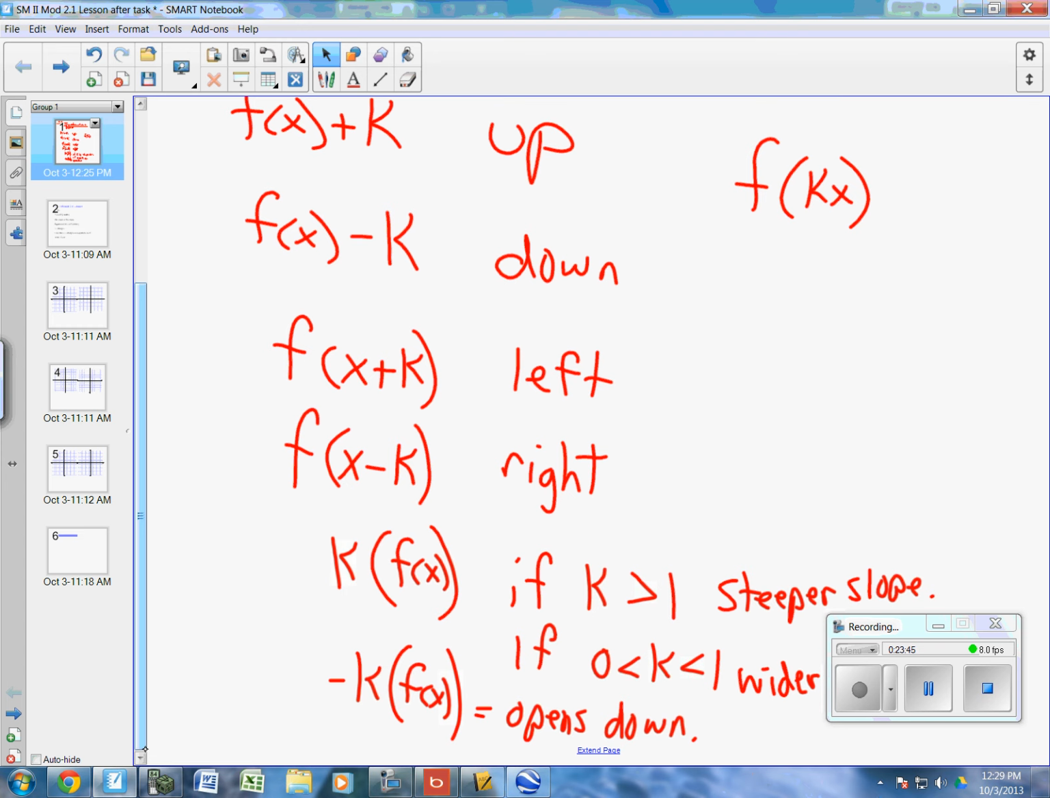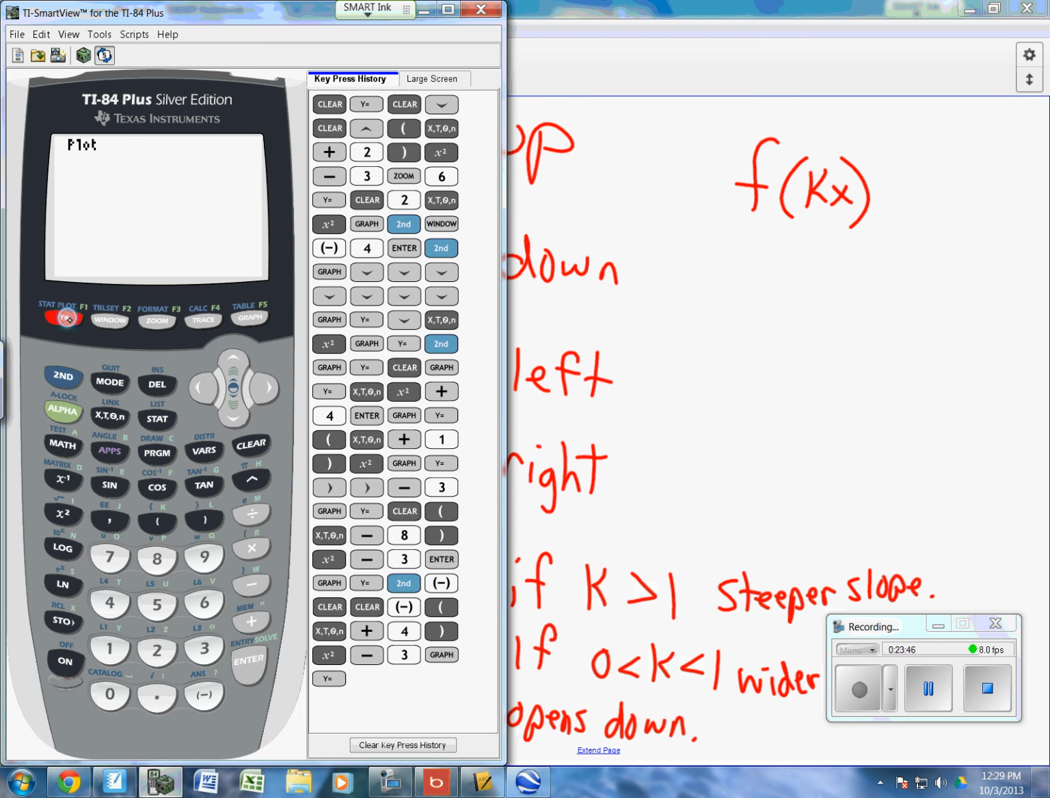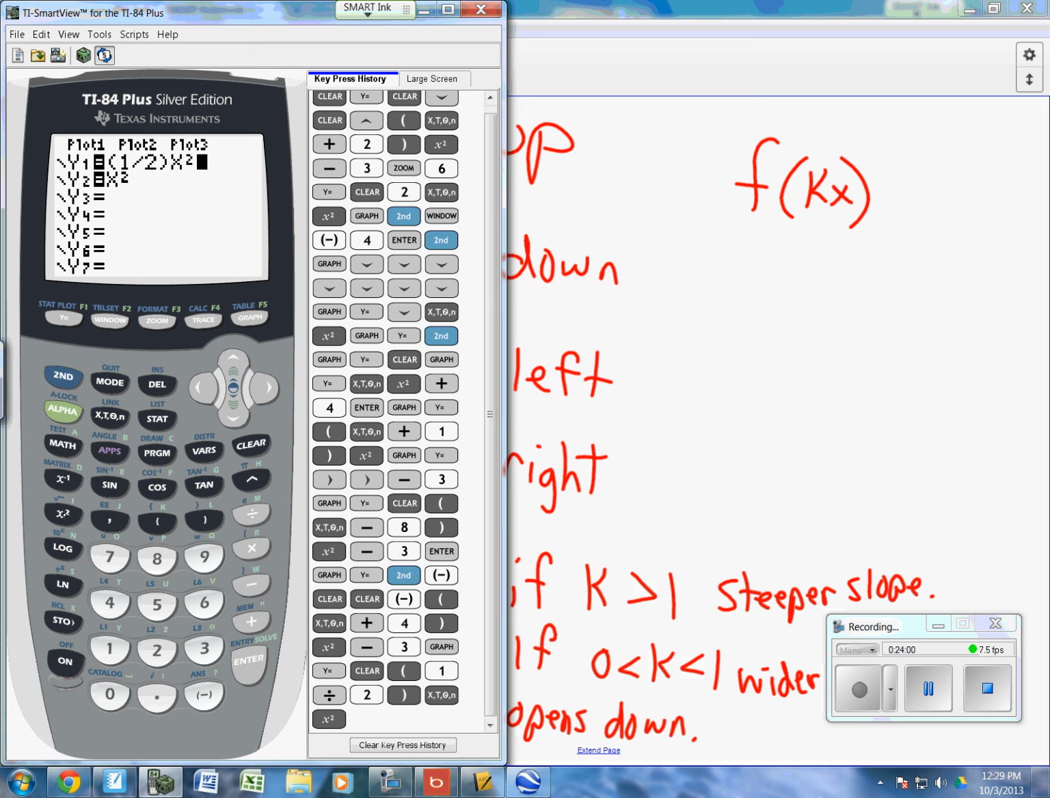For instance, let me show you guys. If I had 1/2 x squared, 1 divided by 2, x squared, and I hit graph, here's 1/2 x squared, and here's x squared. You'll notice 1/2 x squared is wider, right? Not as steep a slope. Okay?